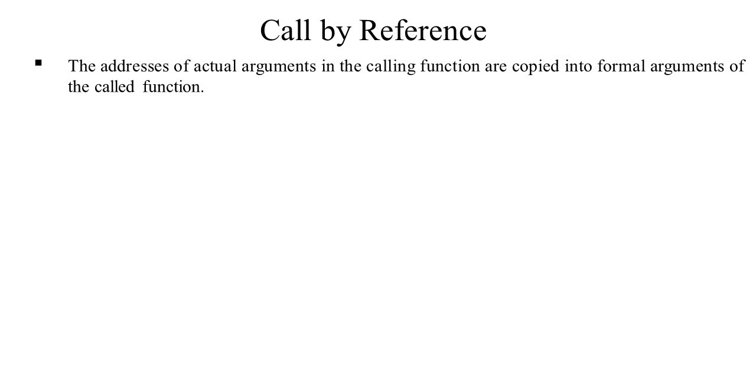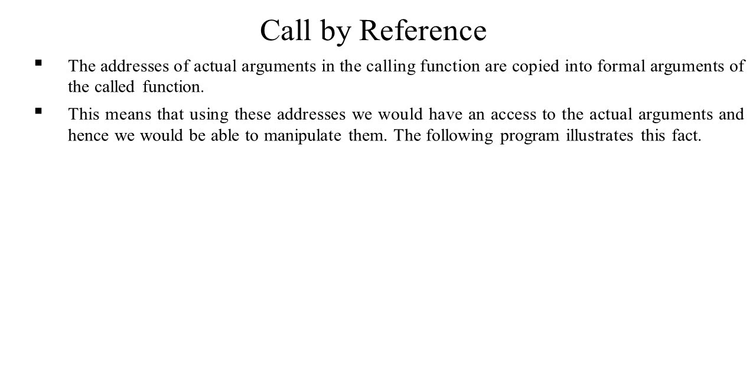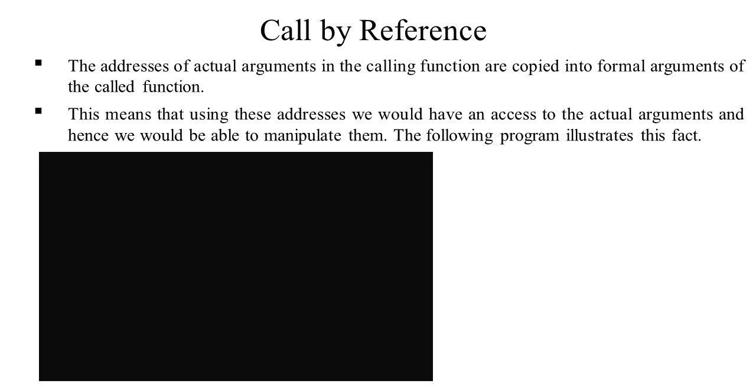The addresses of the actual arguments in the calling function are copied into the formal arguments of the called function. Now over here, what are we passing? We are passing the address of the actual argument. That means using the address, we would have access to the actual arguments, and hence we would be able to manipulate them. So let's start. We will learn this concept using one example.